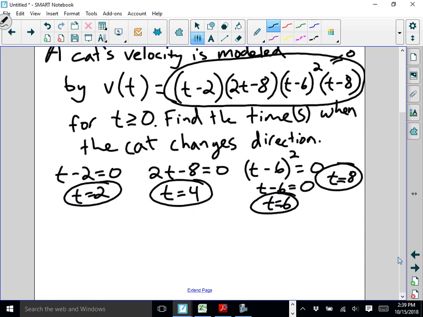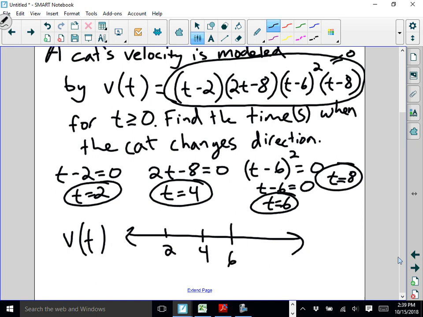Those are our candidates, those are not necessarily our answers. We want to make a v of t number line here, and on this number line we want to place our zeros. So we're going to place 2, 4, 6, and 8. What I want to do now is test numbers around them to make sure I actually switch signs. And we have to have t greater than or equal to 0, so that includes 0.